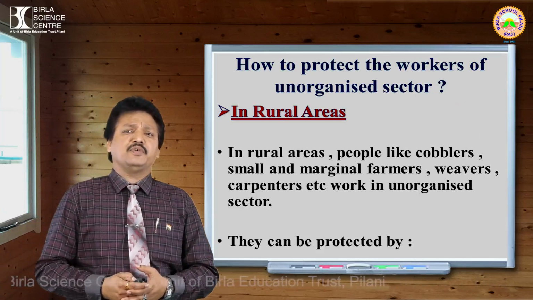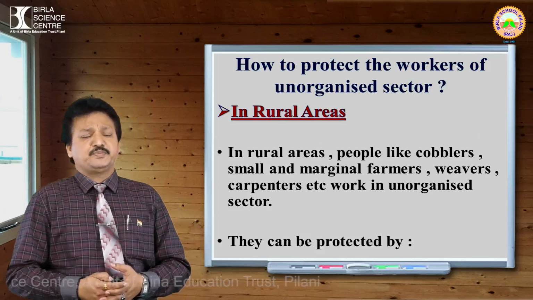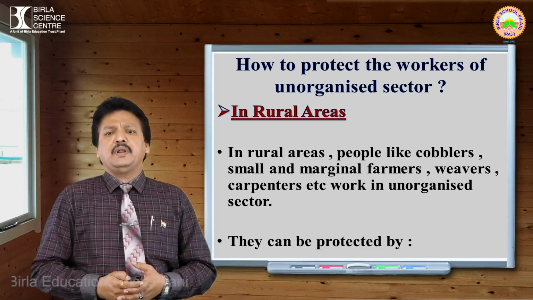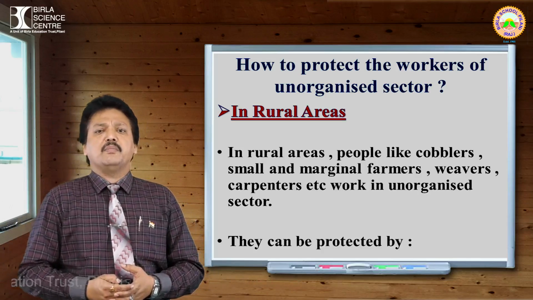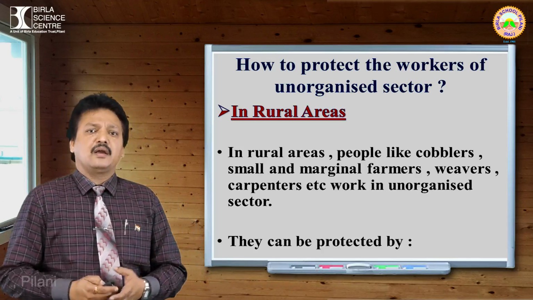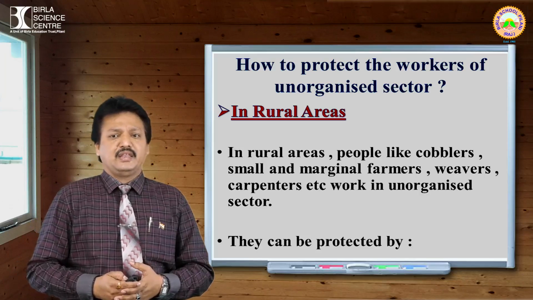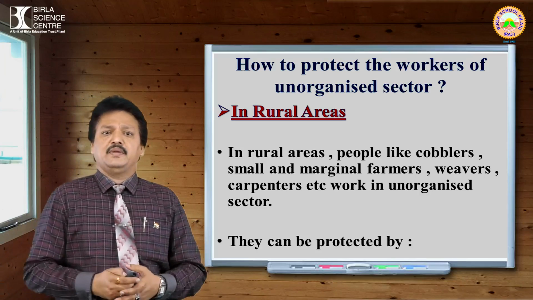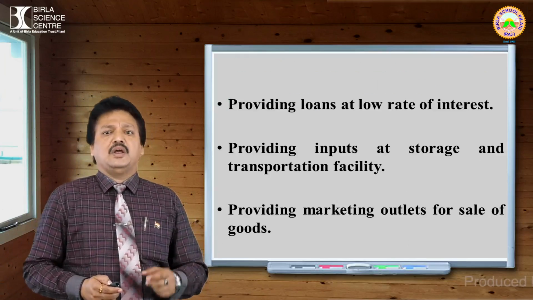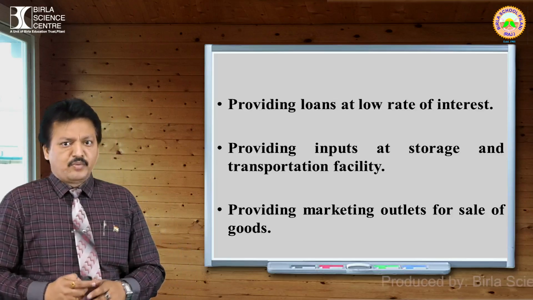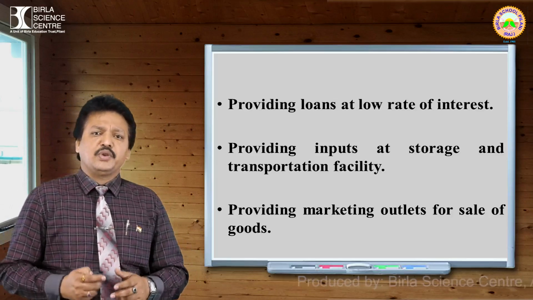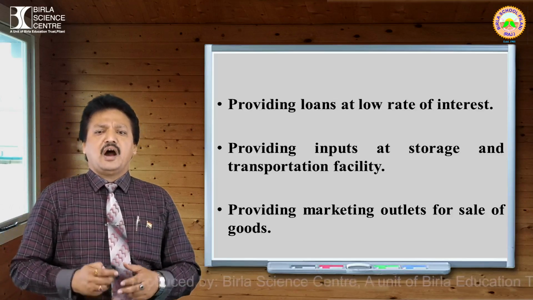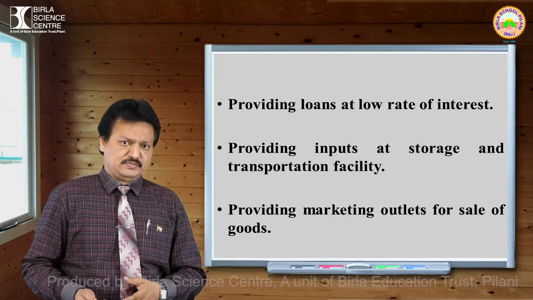Now how to protect the workers of unorganized sector, especially in the rural areas. In rural areas, people like cobblers, small and marginal farmers, weavers, carpenters, etc. work in unorganized sector. They can be protected by providing loans at low rate of interest, providing inputs, storage and transportation facility, providing marketing outlets for sale of goods.